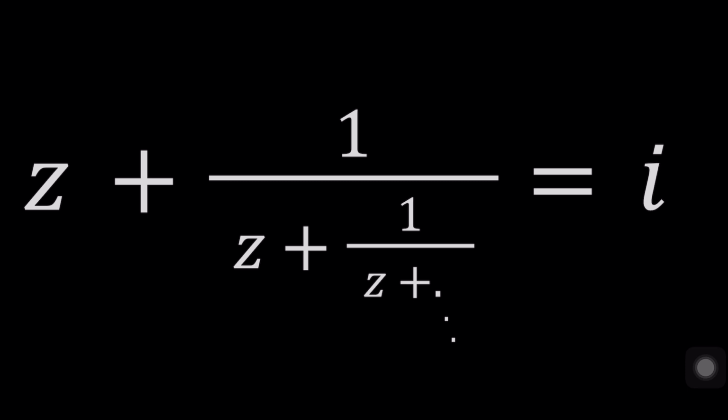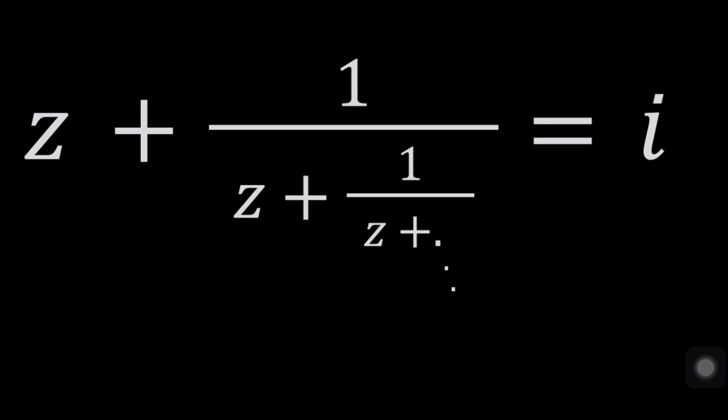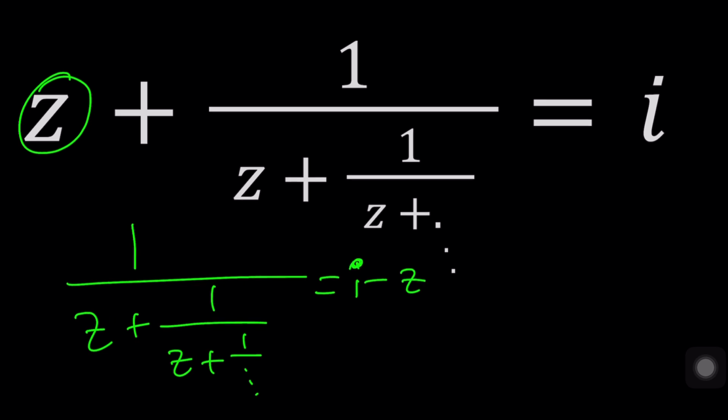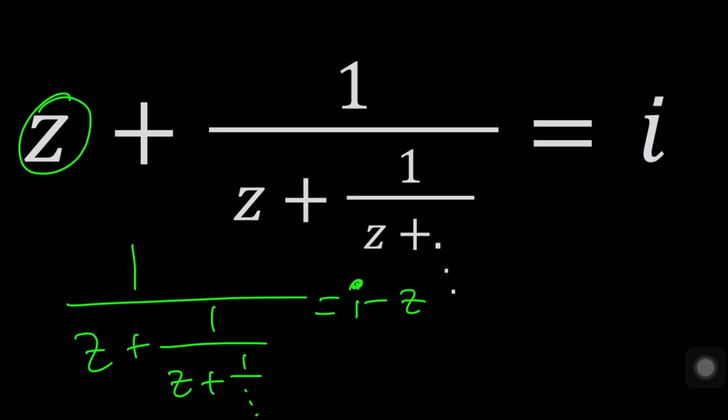And when you have an equation like this, what do you do? I could probably approach it from two different angles. One is, I like to subtract z from both sides. You know why? Just for fun. 1 over z plus 1 over z plus 1 over dot dot dot is equal to i minus z. And then are we going to square both sides? No, not really. I just want to look at this equation and realize the original expression was equal to i, so this should be the same as i, right?